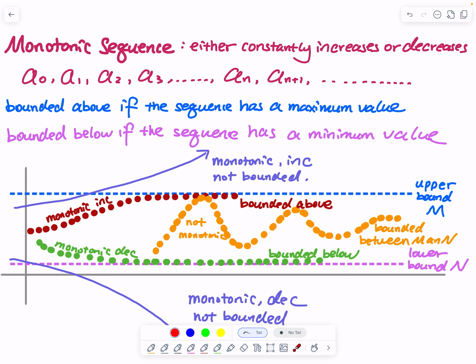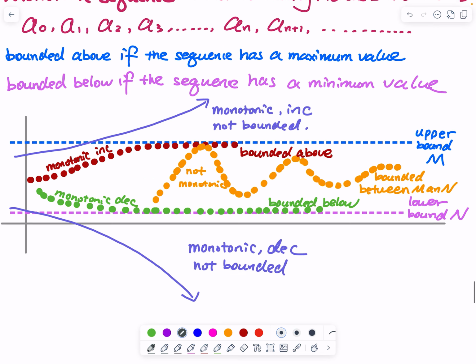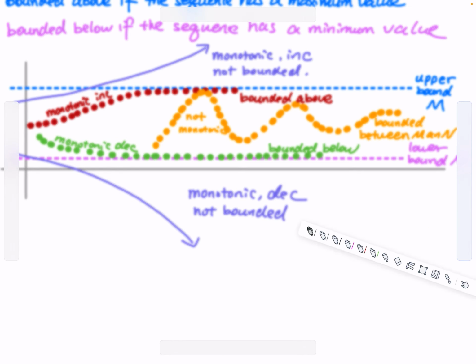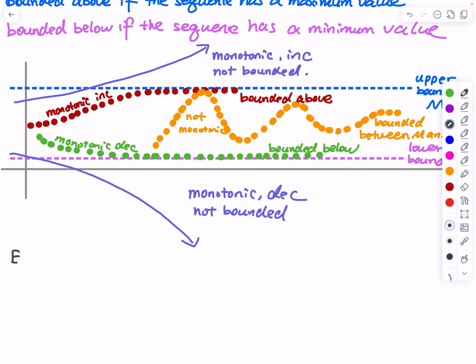Okay, let's do some examples. So the first example, and let me move this to the right. I have a_n equals 4 minus 1 over n. What is the next term? This is the nth term. The next term will be a_{n+1}, which equals 4 minus 1 over n plus 1.